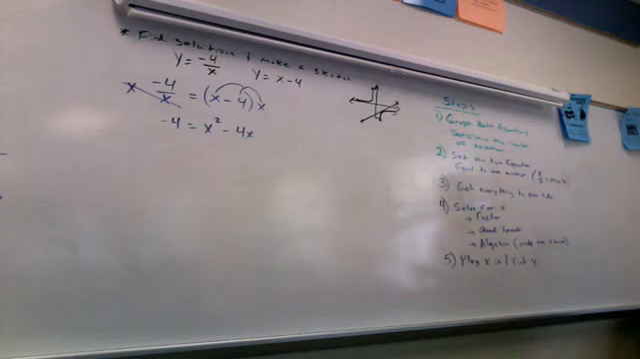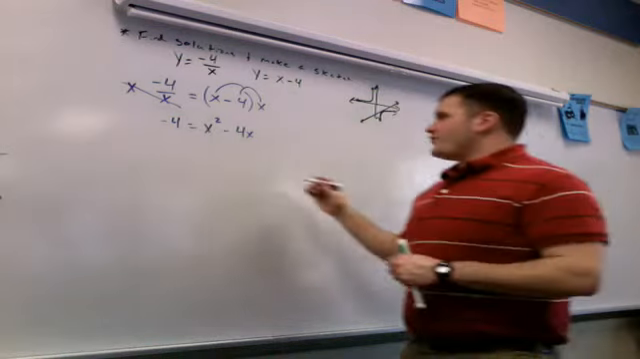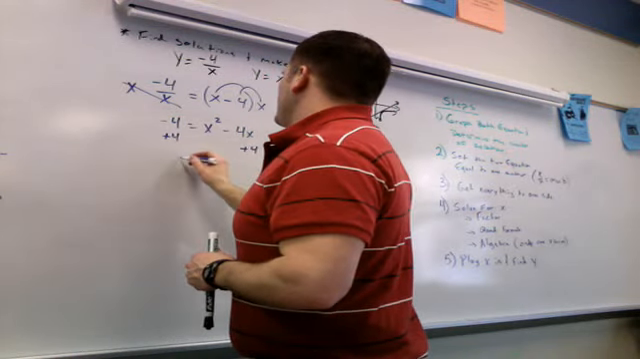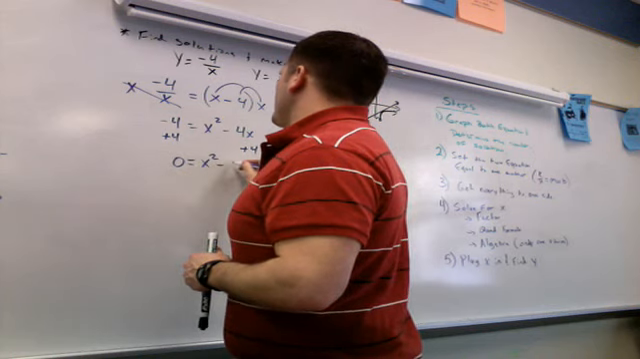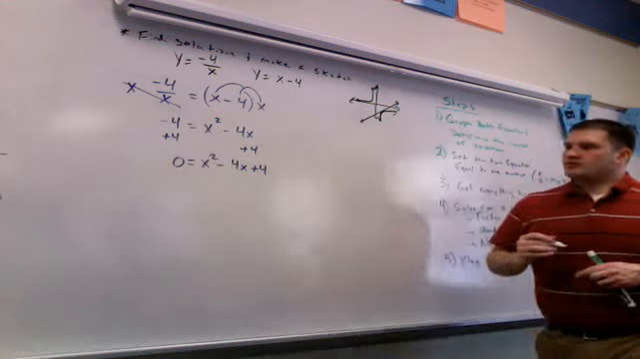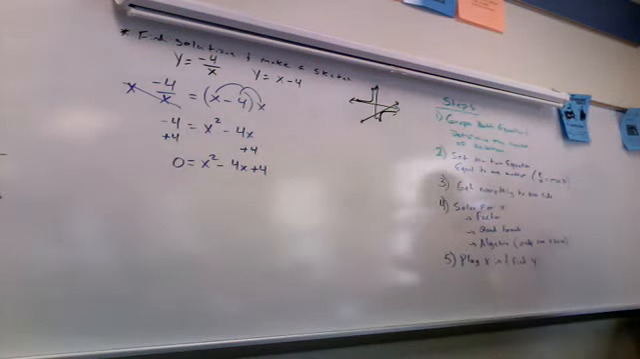Is everything on one side yet? No, what's my next step? Add 4. So now I need to add 4 to both sides. So then we get 0 equals x squared minus 4x plus 4. Okay. Is everything on one side now? Yeah? Okay. So that's step 3.